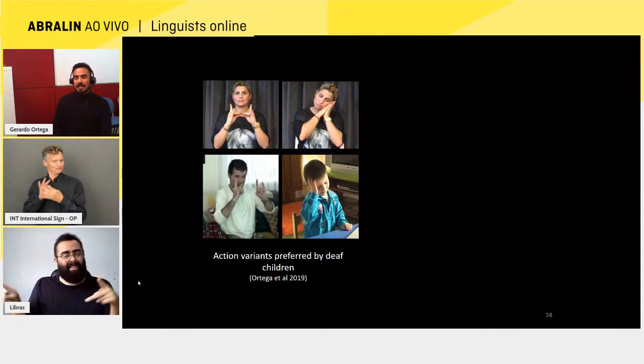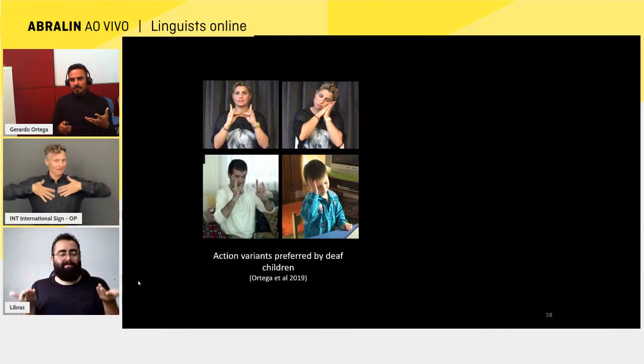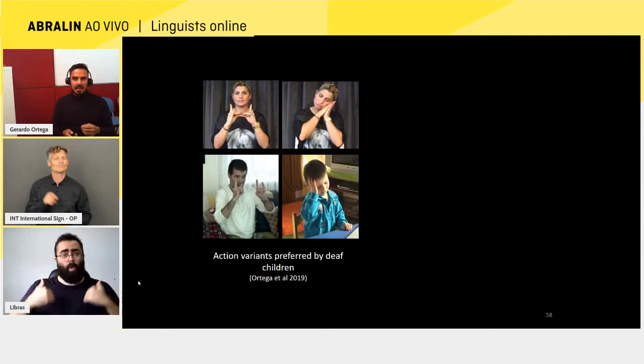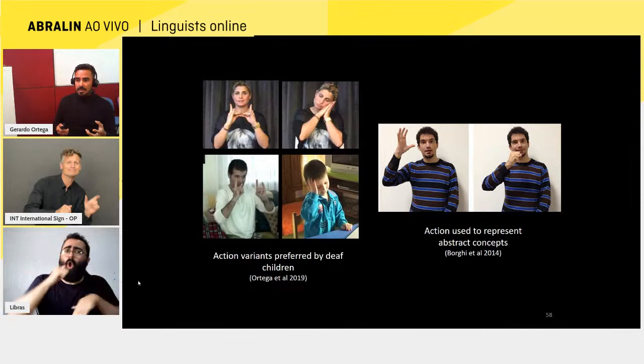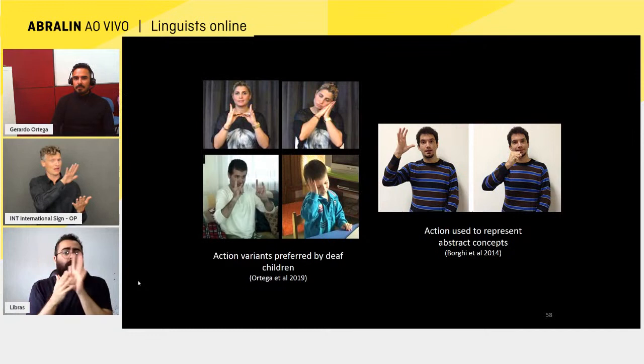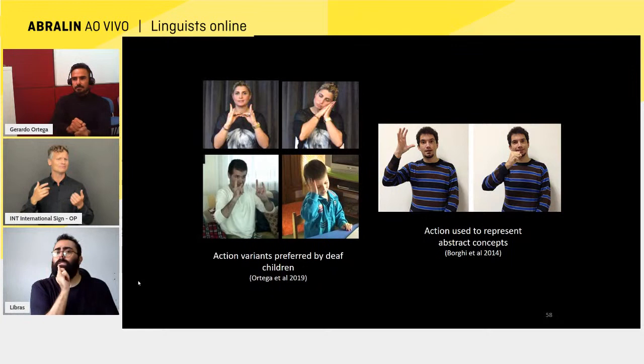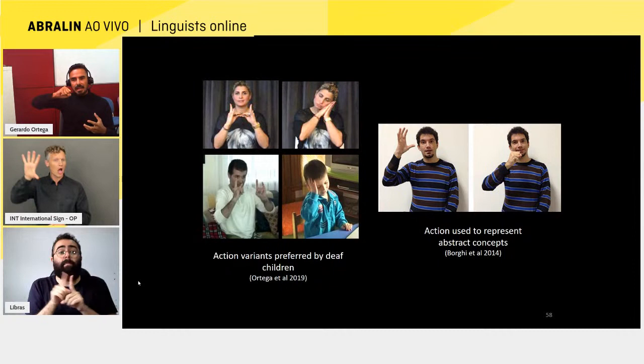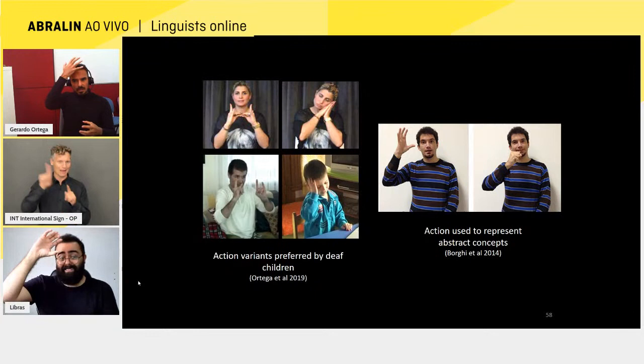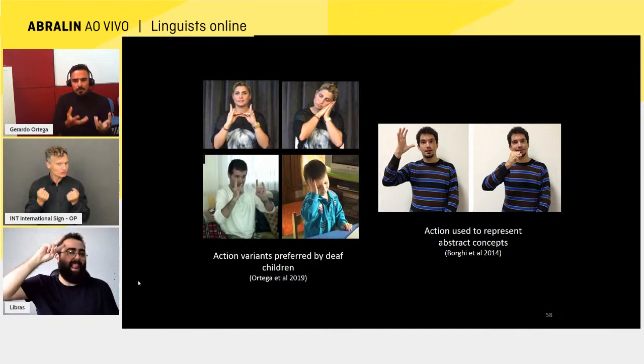Another really important domain about the relevance of bodily actions is that it can be used to create the lexicons of the sign languages, not only for concrete objects, but also for abstract concepts. So we know that, for example, in many sign languages, in this case Italian Sign Language, we can use bodily actions to represent things like holding or grasping, but also abstract concepts like remember. The sign of remember in many sign languages, including Italian Sign Language, reflects the grasping or the holding of something around the head. So this is a really important finding, because we are using the body to create the lexicon, even for abstract concepts.